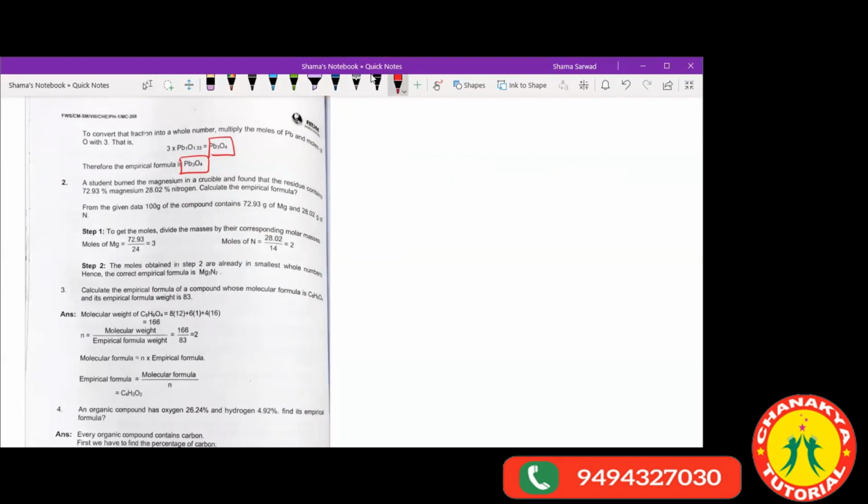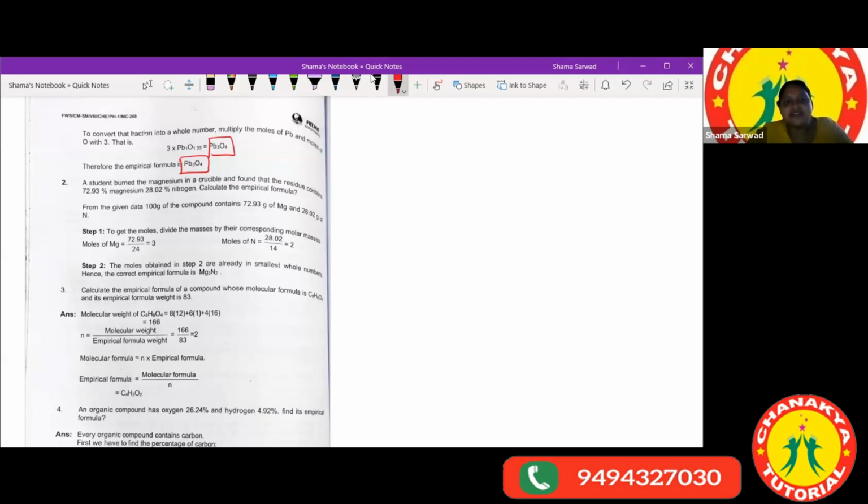Yes, ma'am. Thank you. Already it comes as a whole number, right? So you do not need to multiply with anything. Directly you can put the numbers and you'll get Mg3N2, correct?